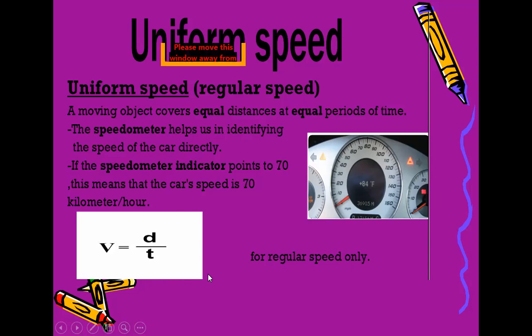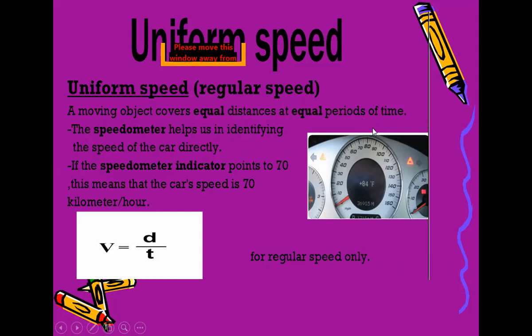If the car moves 10 meters every second, 20 meters every 2 seconds, 30 meters every 3 seconds, so I can name this speed uniform speed. Why can we name it uniform speed? As the object moves with equal distance at equal periods of time. A moving object covers equal distance at equal periods of time.